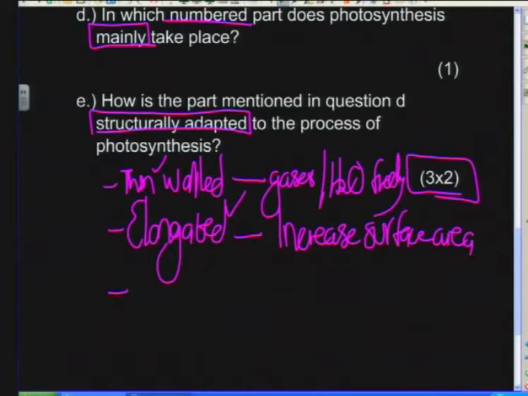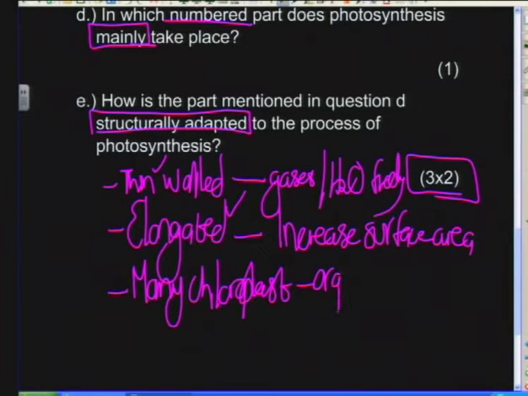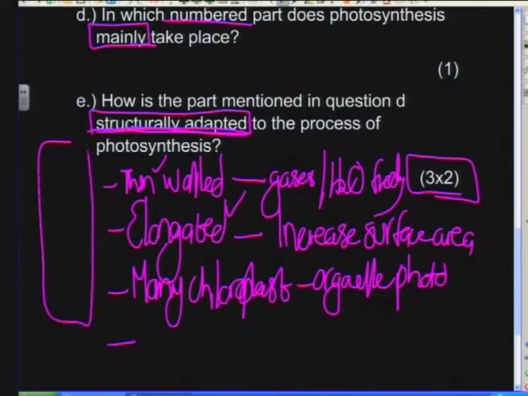What else does it have? It's got many chloroplasts. We can say packed with chloroplasts. What are those chloroplasts able to do? Chloroplast is the organelle for photosynthesis. One thing you mustn't say is it is just beneath the epidermis. That is not a structural adaptation. Here's the cell. What does it look like? It's elongated, it's thin, and there's lots and lots of chloroplasts.